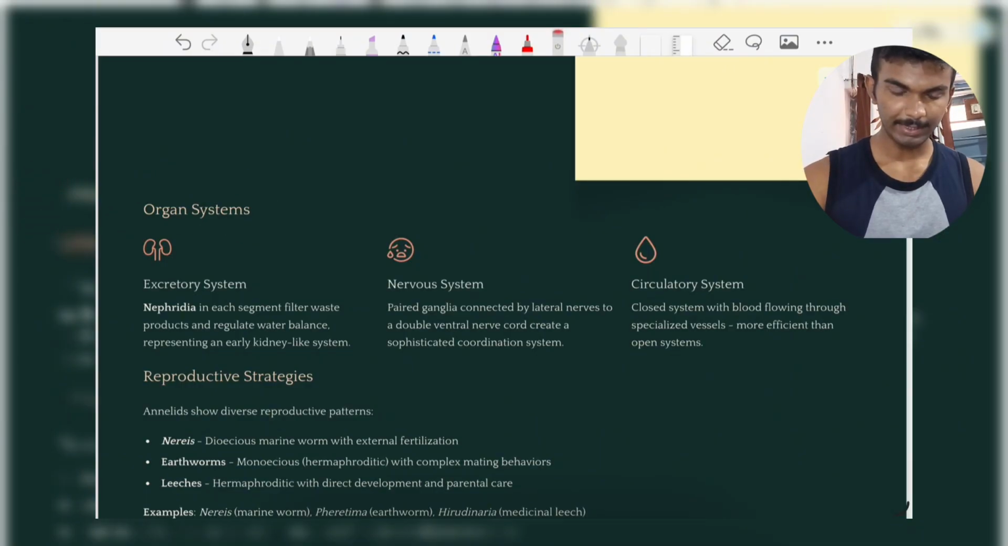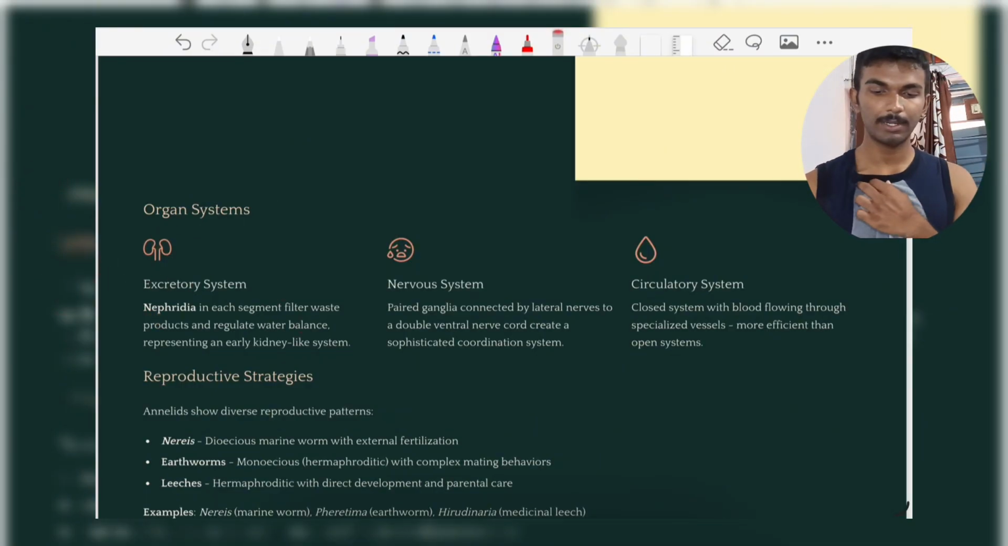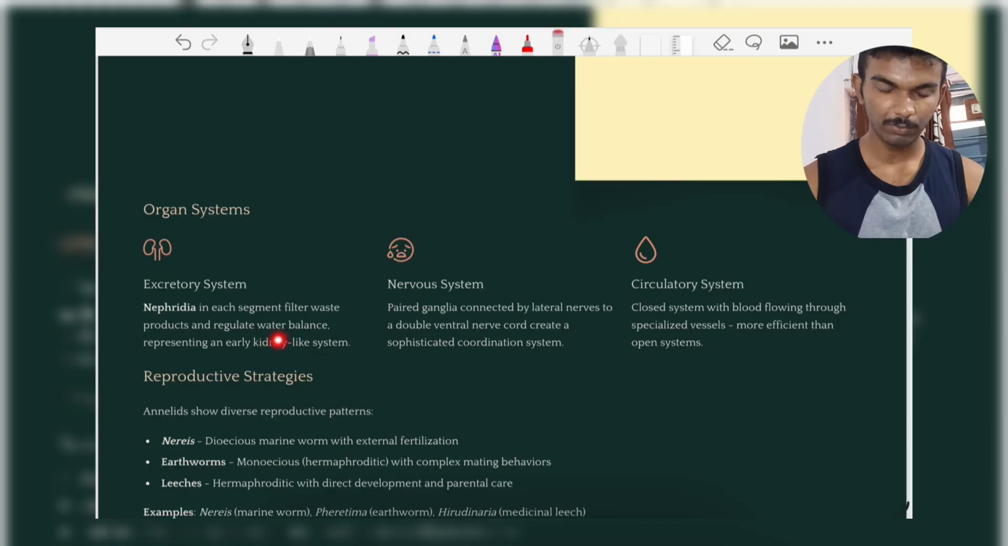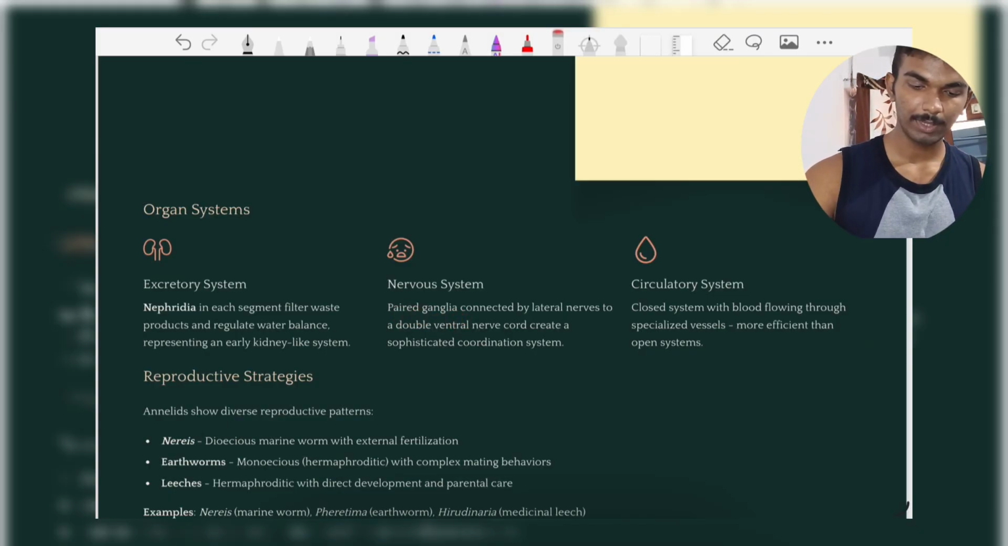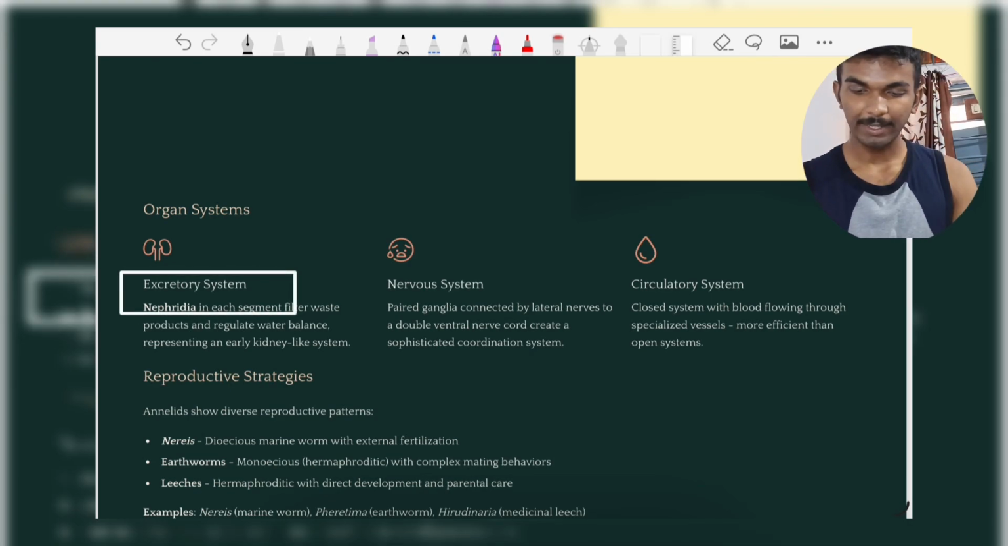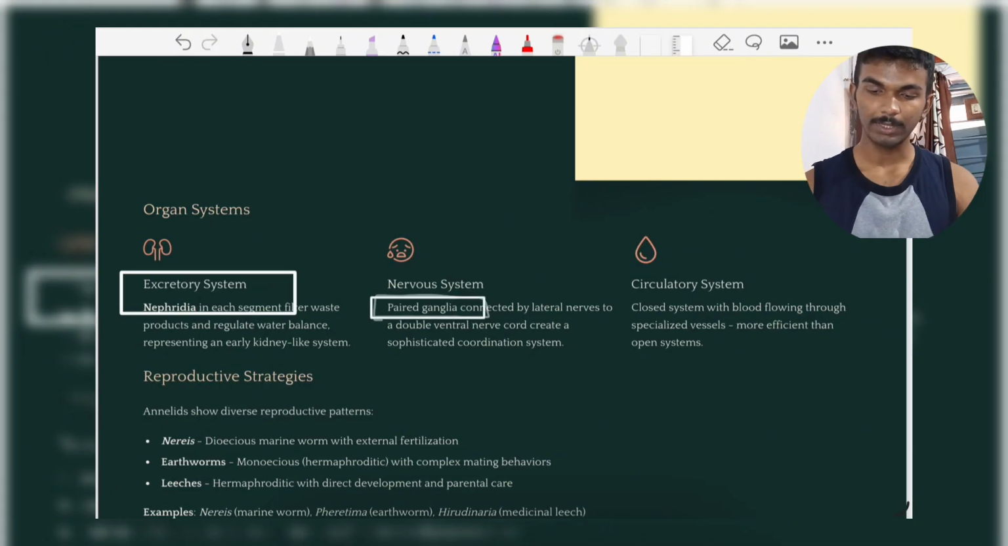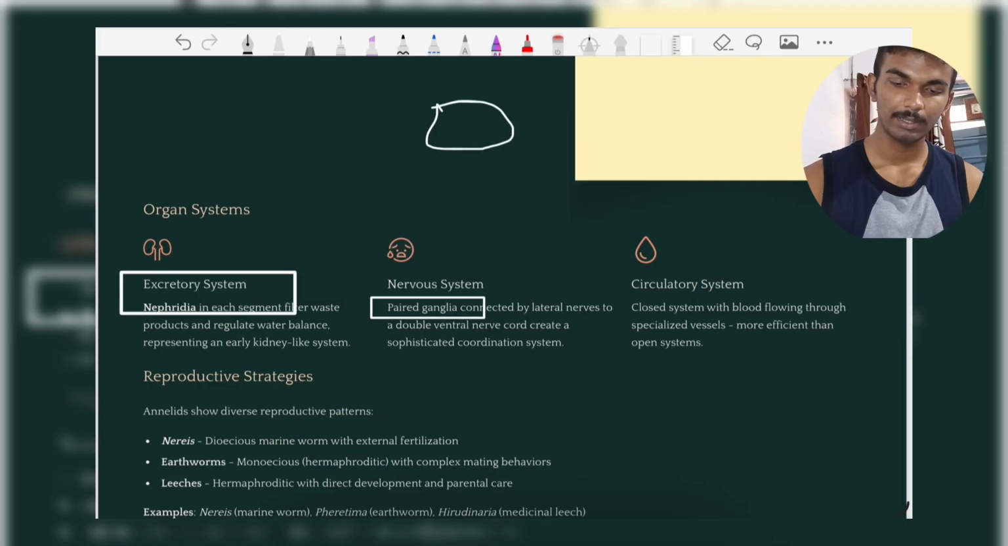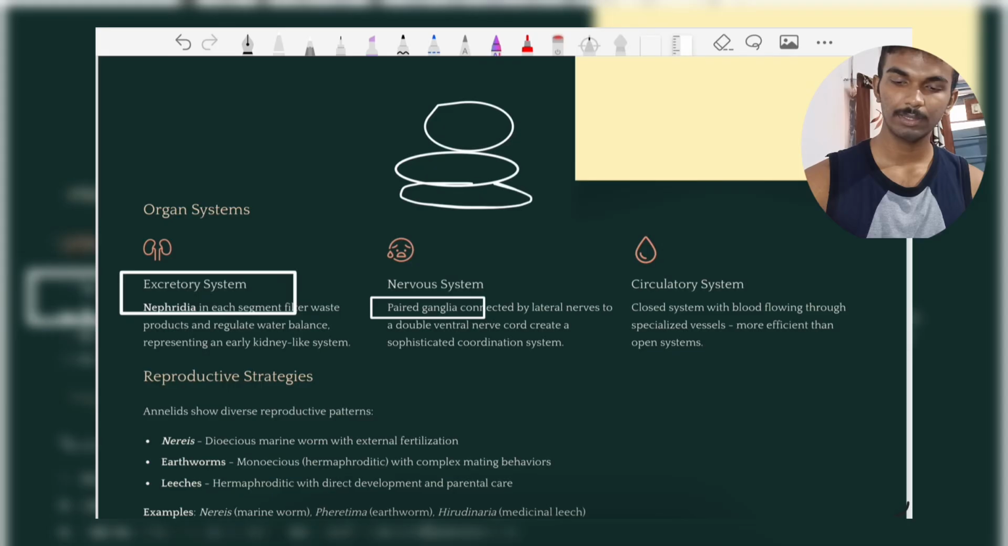Excretory system: nephridia in each segment filter waste products and regulate water balance, representing an early kidney-like system. Nervous system: paired ganglia. So here nephridia is very important. Paired ganglia connected by lateral nerves to the double ventral nerve cord create a sophisticated coordinated system. It is just like this. These are the segmentations and these are the ganglia.